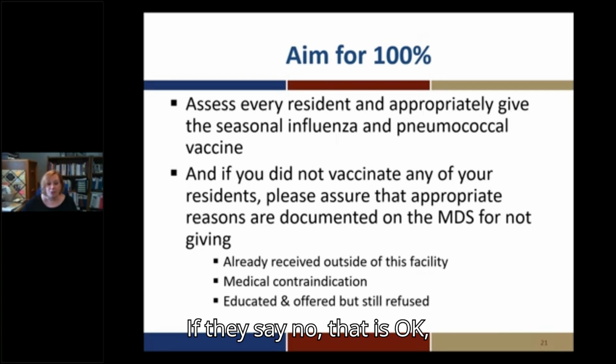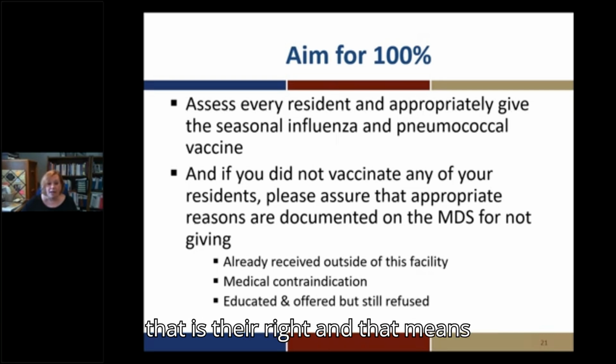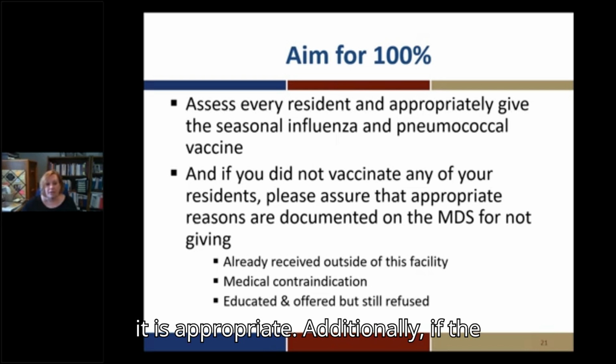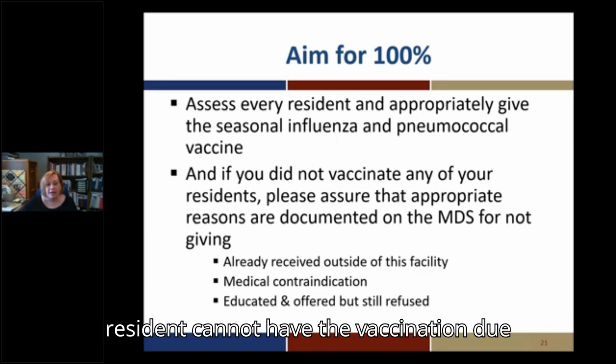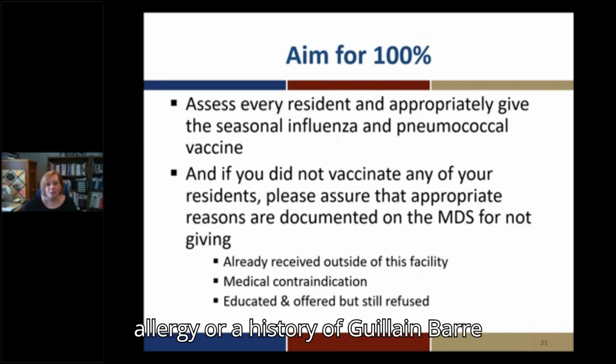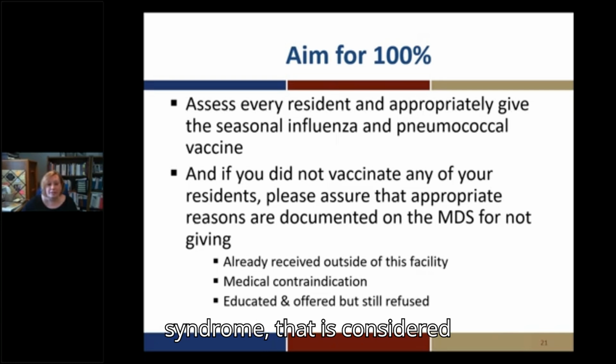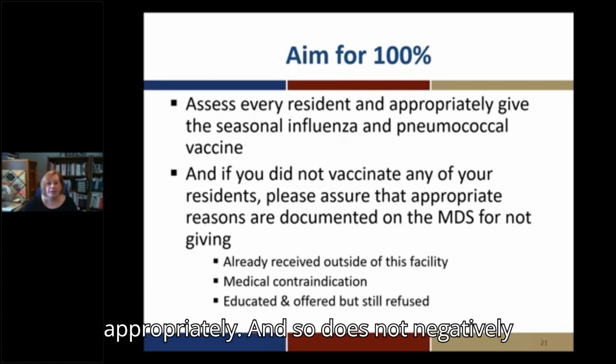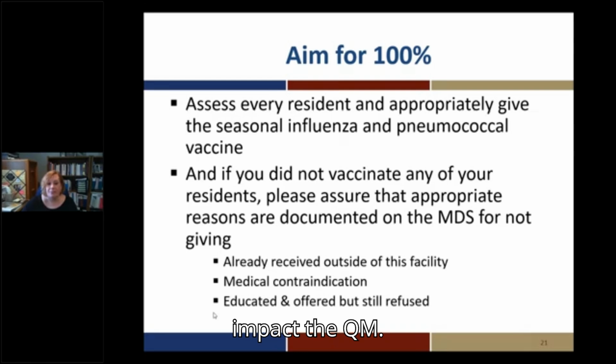If they say no, that is okay. That is their right, and that means it is appropriate. Additionally, if the resident cannot have the vaccination due to a medical contraindication, such as an allergy or a history of Guillain-Barré syndrome, that is considered appropriate and so does not negatively impact the QM.